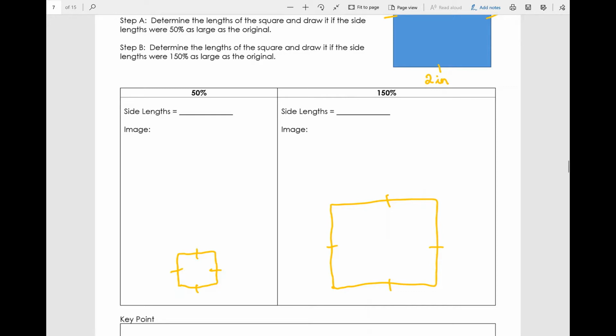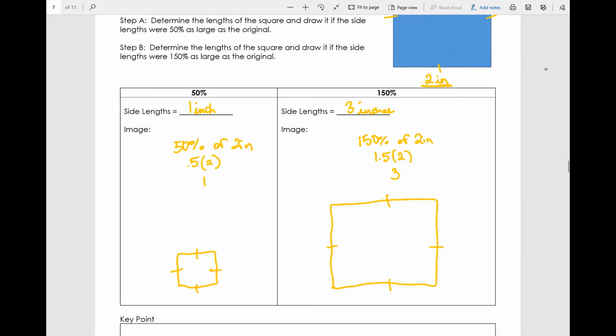We have our original is 2 inches, and we want to find 50% of 2 inches. So 50% of 2 inches, that would be 0.5 times 2, and we get 1. So 1 inch is our new side length for this one. And for this one, we're trying to find 150% of 2 inches. Do 1.5 times 2, and we get 3. So 3 inches.